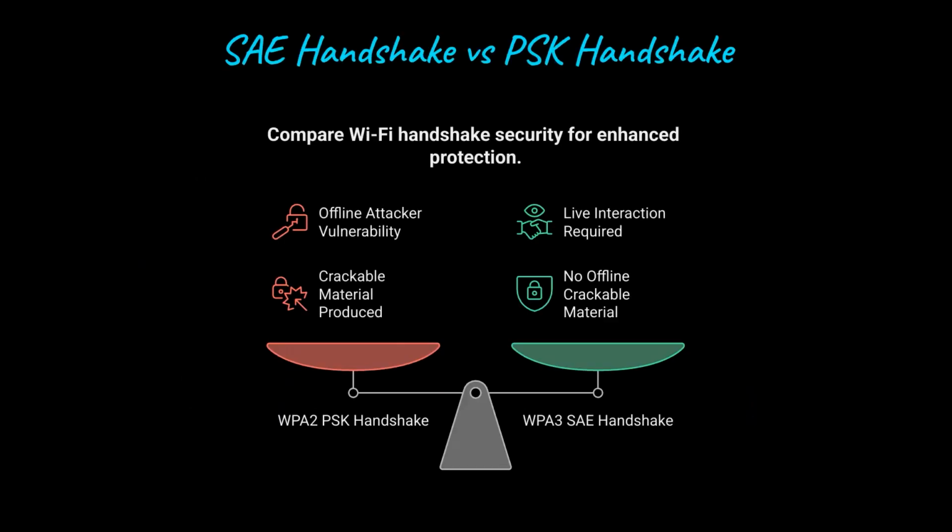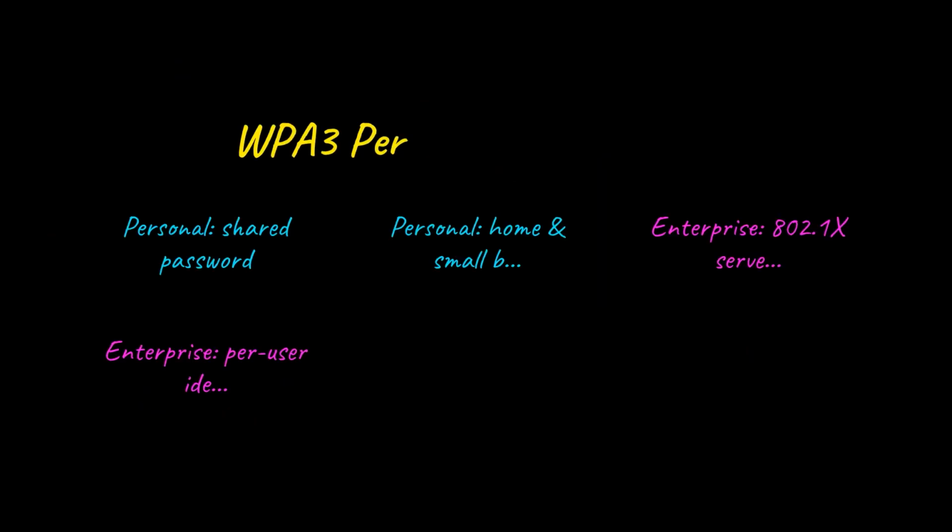WPA3's core change is the Simultaneous Authentication of Equals handshake. Unlike the old pre-shared key exchange, SAE produces no material that can be taken offline and guessed against. Every password attempt requires live interaction with the access point, making offline dictionary attacks infeasible by design. WPA3 delivers three defining properties: the SAE handshake that replaces the old PSK exchange, per-client individualized encryption, so users on the same shared password network cannot read each other's traffic, and built-in offline attack resistance at the protocol level, not dependent on password strength.